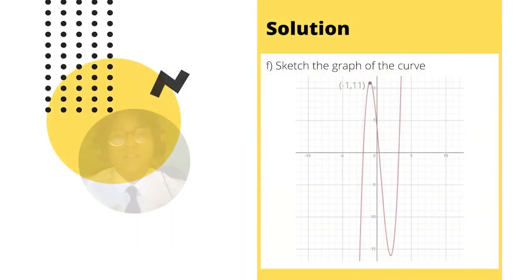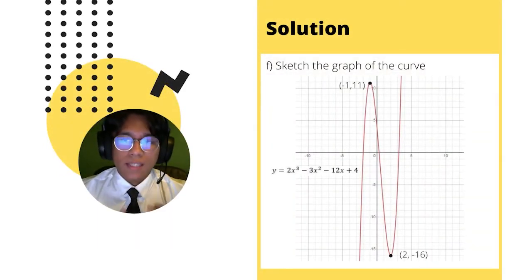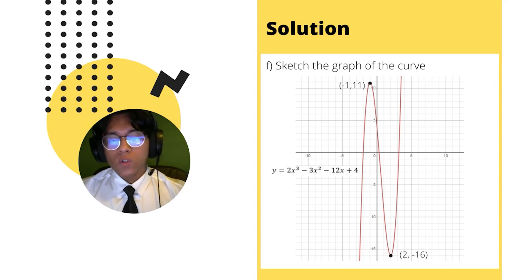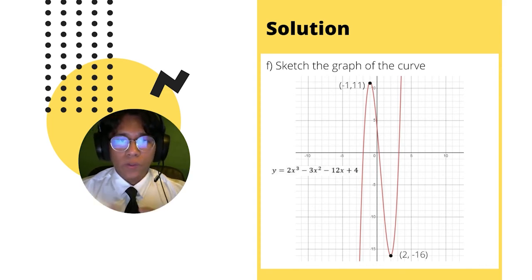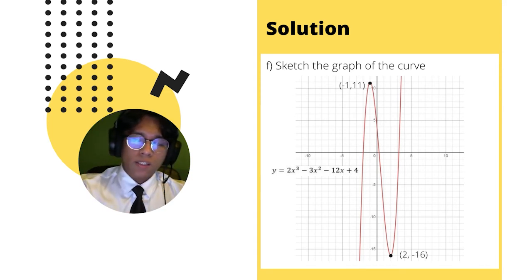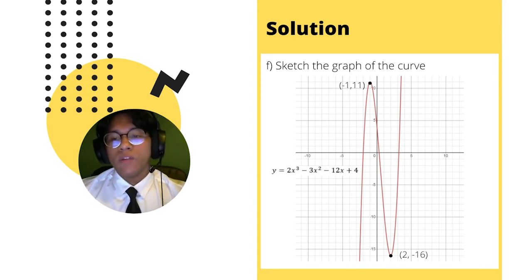Alright, last but not least, question F. Sketch the graph of the curve. So the equation that we need to use is y equals 2x cubed minus 3x squared minus 12x plus 4. So the graph of the curve that we're going to get is a cubic graph. So as you can see, this is the graph that we're going to get from the equation.